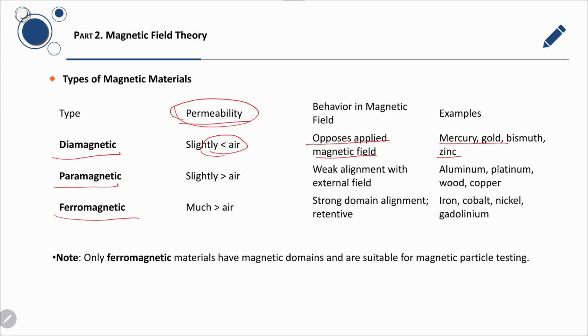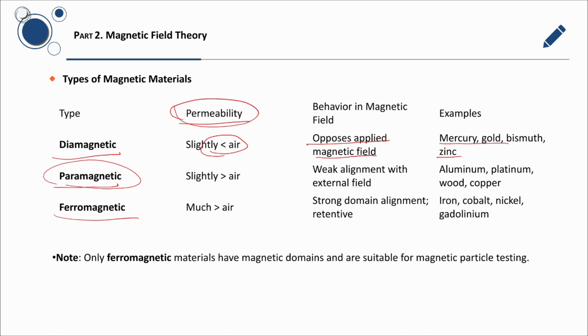Next, paramagnetic materials. Paramagnetic materials have a permeability slightly greater than that of air. They show a weak alignment with an external magnetic field. But this alignment typically disappears as soon as the field is removed.